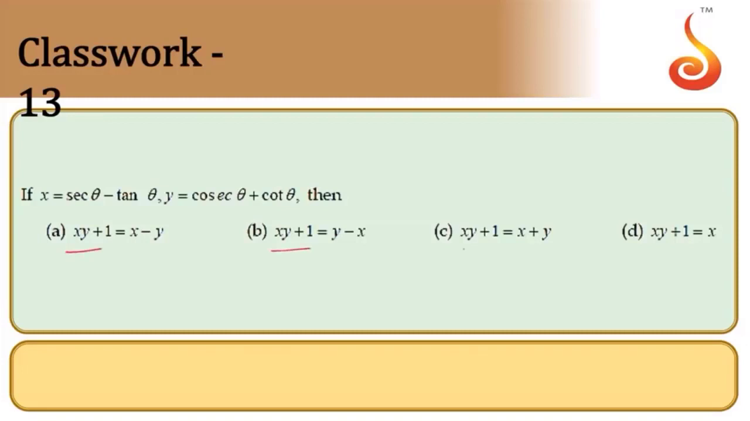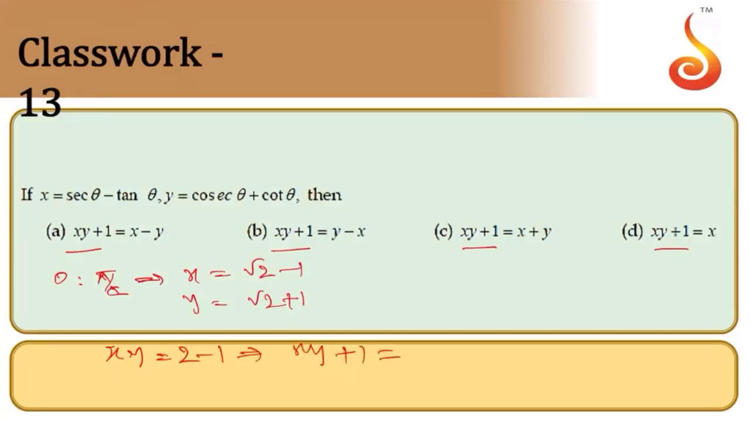See, for every option you have xy plus 1. So therefore, let me calculate over here for a certain angle. Let me take theta to be pi by 4. If I take theta is equal to pi by 4, then x happens to be root 2 minus 1, y is equal to root 2 plus 1. So the product of these two, xy is equal to 2 minus 1. So xy plus 1 is equal to, how much do you get it? Root 2 minus 1, root 2 plus 1, 2 minus 1. So plus 1 happens to be 2.